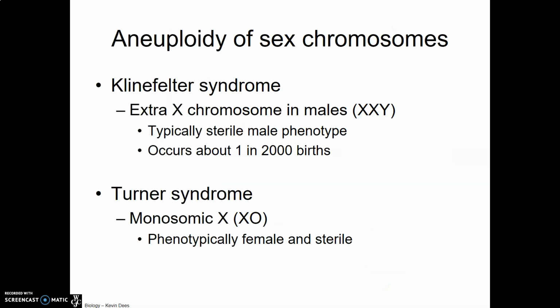And then we can also look at aneuploidy of the sex chromosomes. If an individual has an extra X chromosome, so this would be an individual that's trisomic for the 23rd pair with an extra X, they exhibit something called Klinefelter syndrome. These individuals are phenotypically male, but they are sterile. While an individual that is monosomic for the 23rd pair, missing the X, has Turner syndrome, and again, they are typically female and sterile.